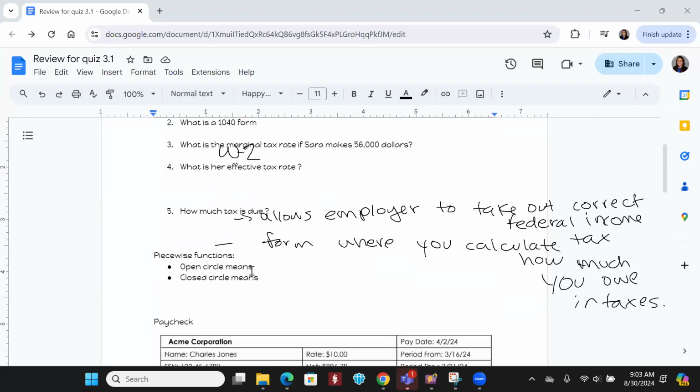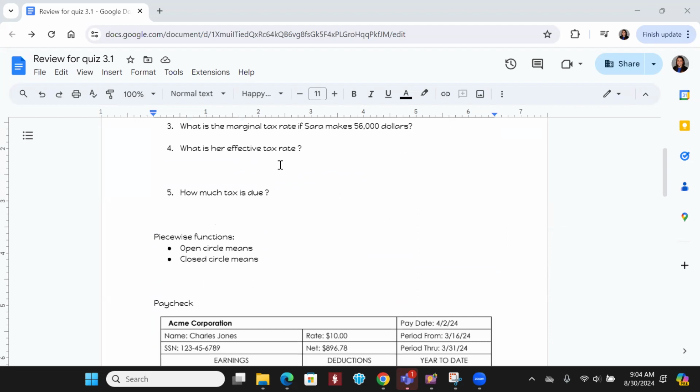All right, marginal tax rate. You need to have a little chart from your notes, probably pulled up. Okay, go ahead and find that. So you need your notes. Oh my gosh.